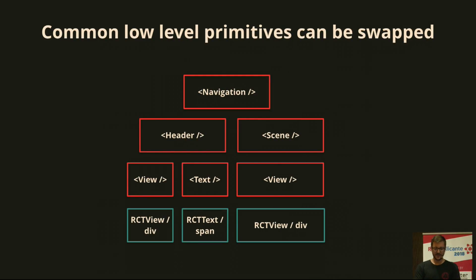And the reason for this is that we can just swap out these low-level primitives. So you might have heard of React Native Web or React primitives. Basically what those do is provide a mapping from view and text and the various props that you would pass into that to the underlying platform equivalents to those components.